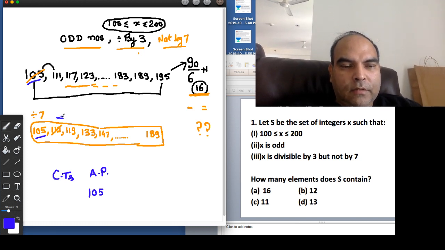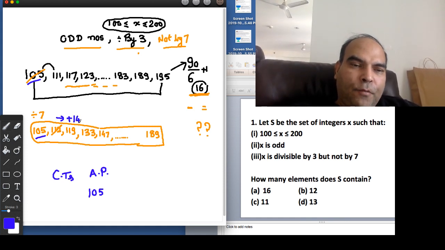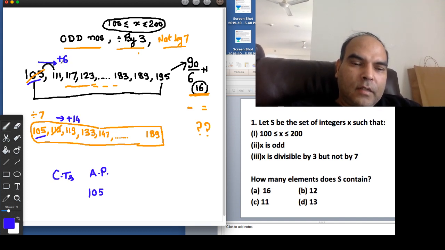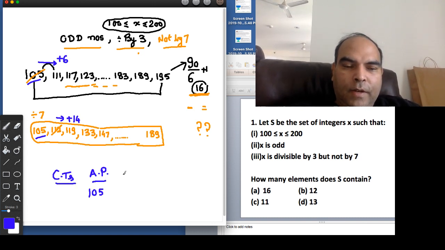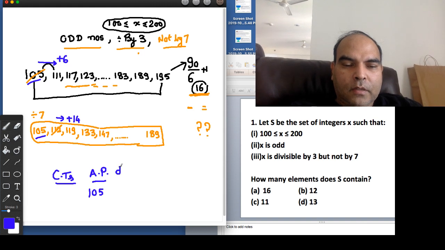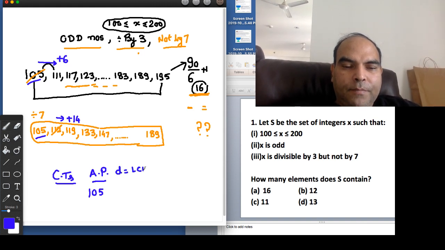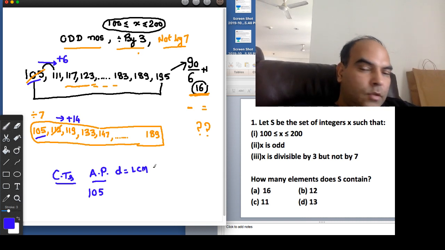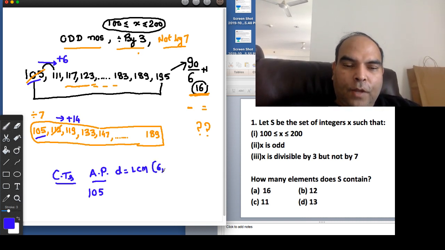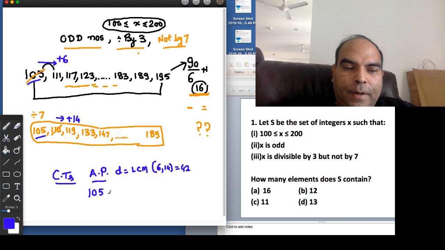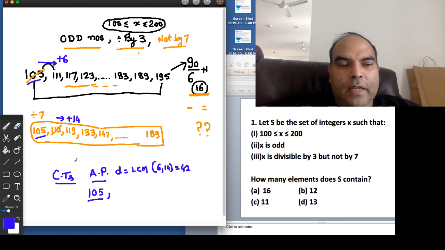Now this is a series with a common difference of 14, and when you're writing this series, it's a common difference of 6. Now this common terms AP will itself be an AP with a common difference which is the LCM of d1 and d2. So in this case, it will be the LCM of 6 and 14, which we know as 42. So if 105 is the first common term, you can predict that the next common term would be 147 and the third common term would be 189.